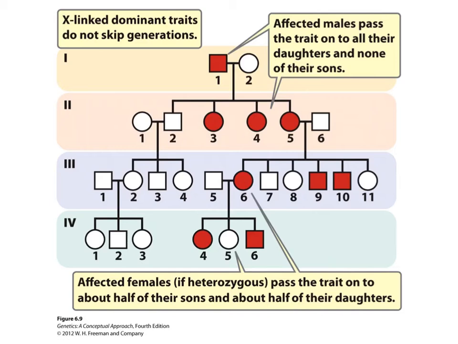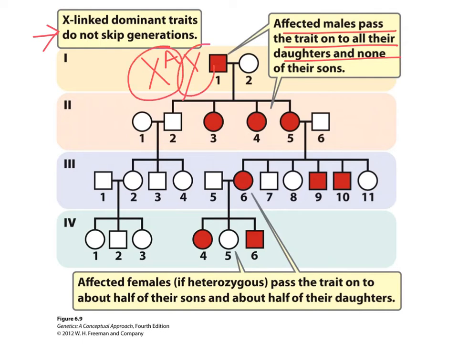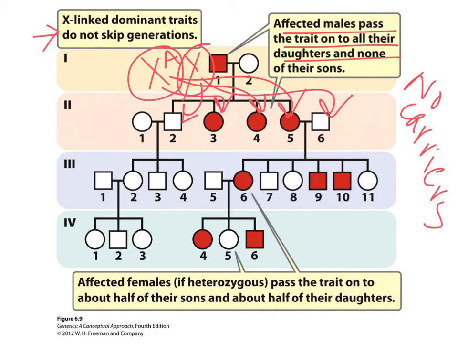X-linked dominant traits don't skip generations. No dominant traits really do, right? We've seen that before. Affected males pass the trait on to all their daughters and none of their sons. Again, this is the sick guy. All the daughters get one of his X's, and all the sons get the Y. The Y is fine. It's the X that's the problem. It's dominant, so what you see is what you get. There are no carriers in dominant diseases. There's nothing hiding. You have it, so you see it all over the place, in males and females.